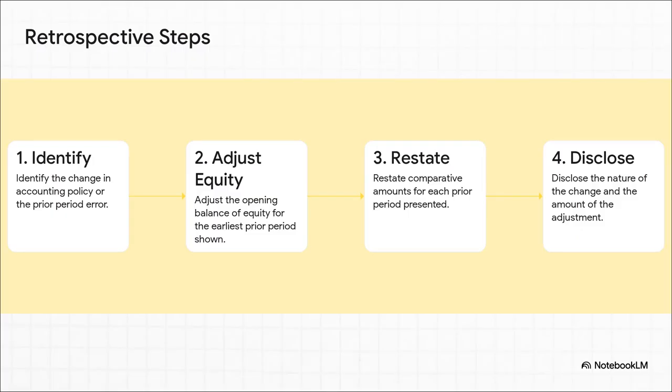Now, going back in time sounds pretty complicated, but IAS 8 actually lays out the steps pretty clearly. The company finds the change, then it adjusts the opening balance of its equity. That's basically its net worth, for the earliest year it's reporting on. Then, it has to restate all the numbers for the previous years so you can make a true apples-to-apples comparison. And, of course, it has to tell you all about it.